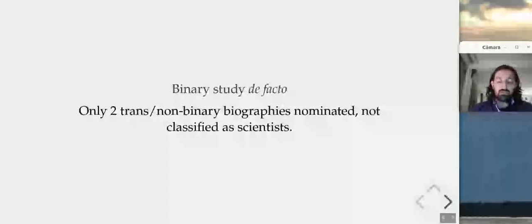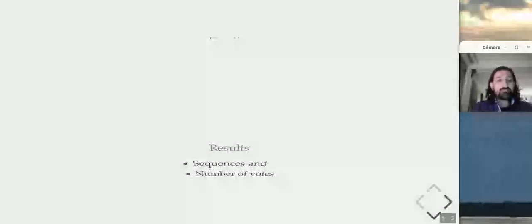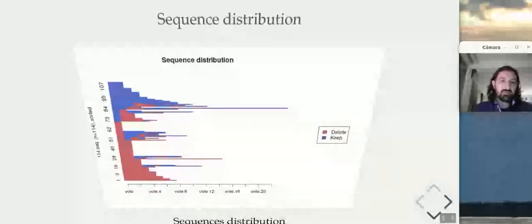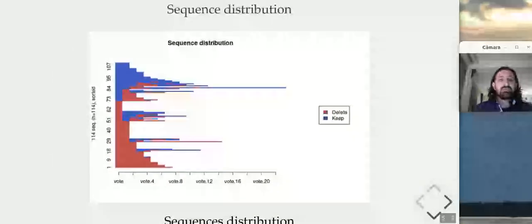We want to include all the genders, but we don't have many non-binary or transgender biographies. Only two were part of the 1,500 biographies, and they were not scientists. The results: well, we have two kinds of results, the sequence and the number of votes. Let's see the sequences. This is the sequence distribution.